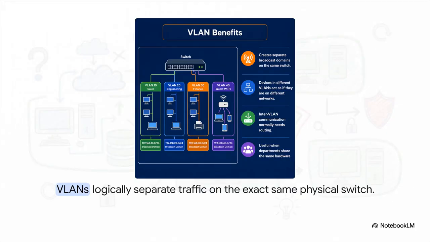Picture a central switch where sales, engineering, finance, and guest Wi-Fi are all plugged into the exact same physical piece of hardware. But here's the magic. A VLAN logically separates them. It creates entirely separate broadcast domains right there on that shared switch. So devices in VLAN 10 act as if they are completely cut off from devices in VLAN 20, even though their cables are literally plugged in right next to each other. It's incredibly flexible. Just remember, if someone in VLAN 10 actually does need to talk to someone in VLAN 20, that inter-VLAN communication normally requires a router to step in.